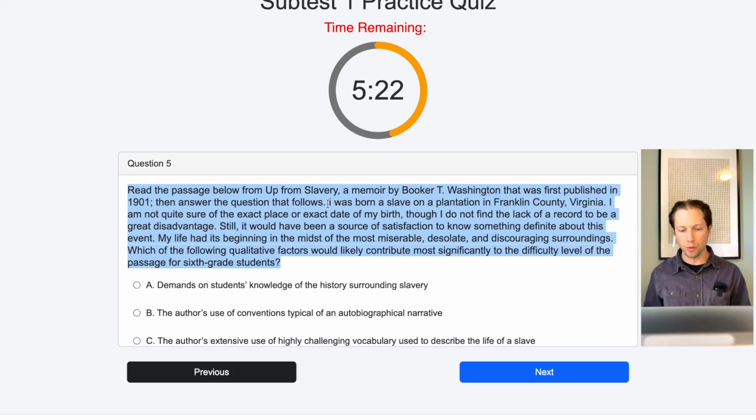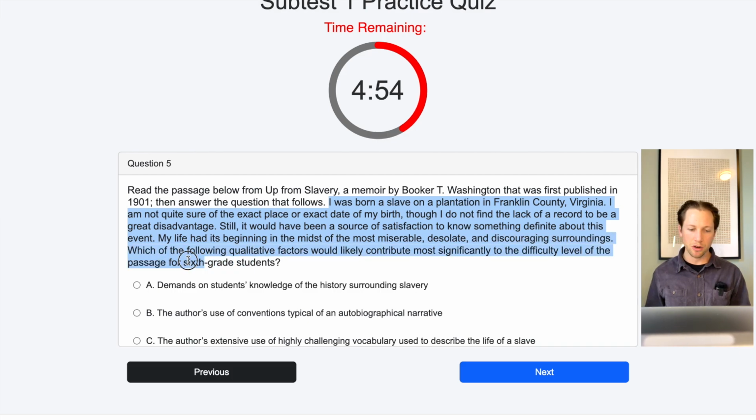I was born a slave on a plantation in Franklin County, Virginia. I am not quite sure of the exact place or exact date of my birth, though I do not find the lack of a record to be a great disadvantage. Still, it would have been a source of satisfaction to know something definite about this event. My life had its beginning in the midst of the most miserable, desolate, and discouraging surroundings.